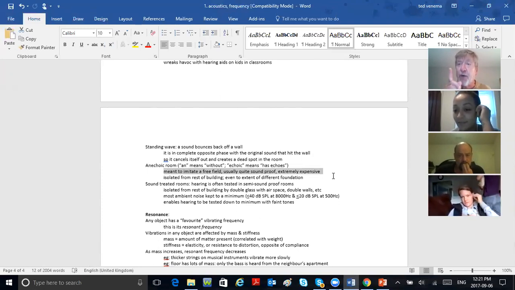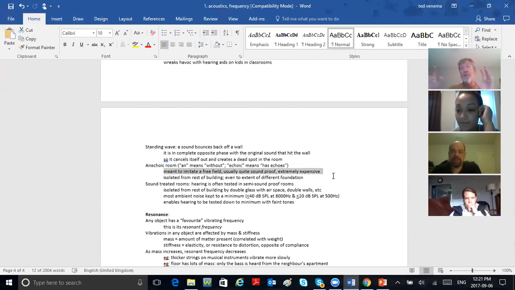Well, that's the same with sound rooms. When we test hearing, we use sound resistant rooms, rooms that block out lots of the sound, but not all of it. An anechoic room is completely soundproof, and they cost millions of dollars. Okay? Sound treated rooms are what we use in our field. They have really thick drywall, and for the most part, they're pretty good at blocking out background noise, but they're not 100% soundproof. Okay, just so you know that.